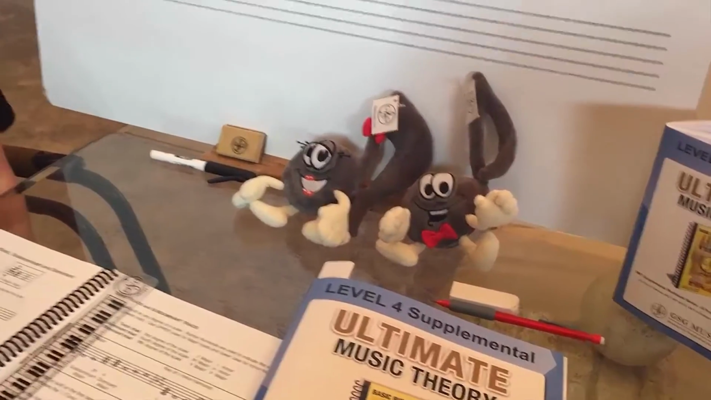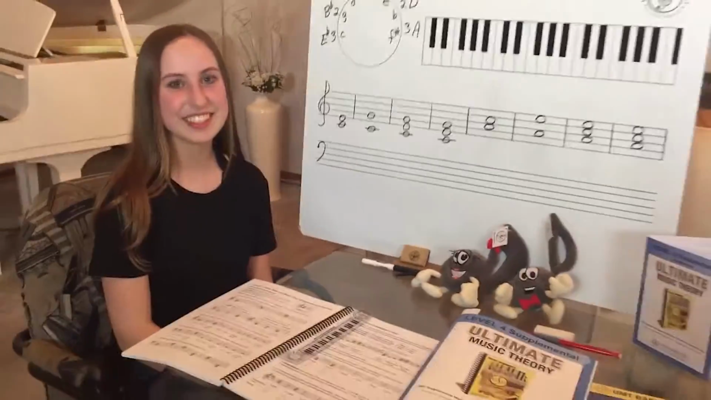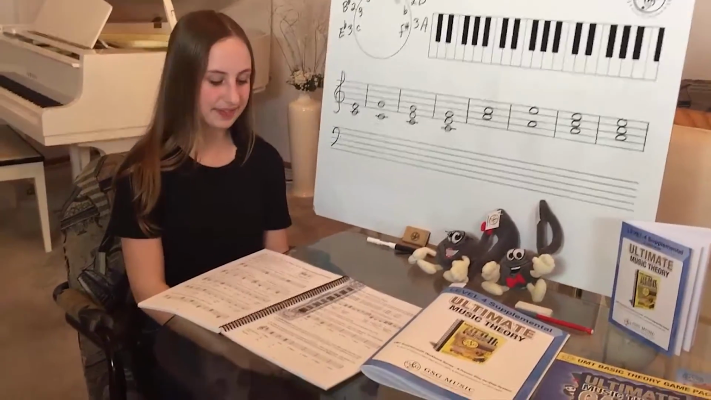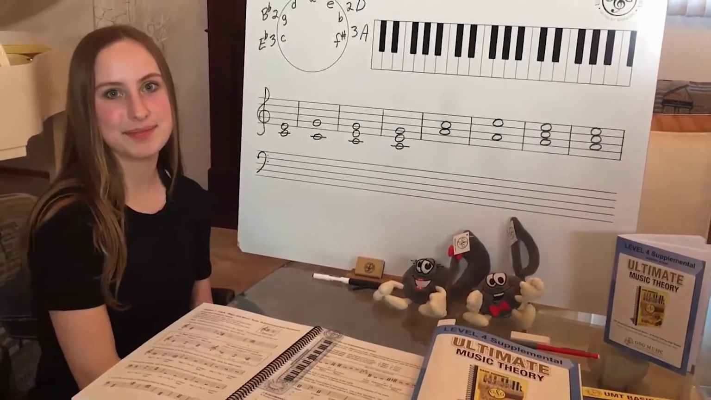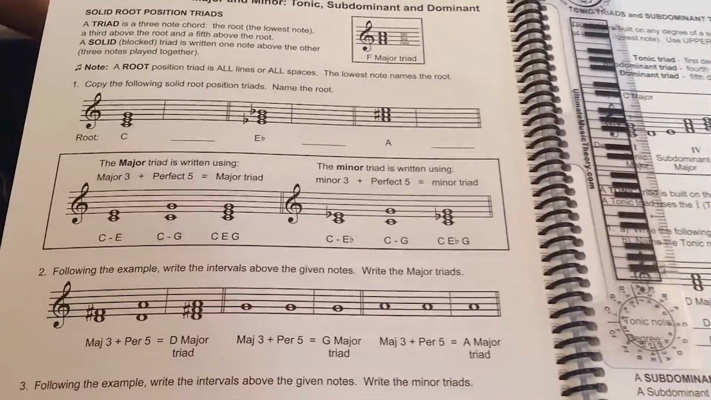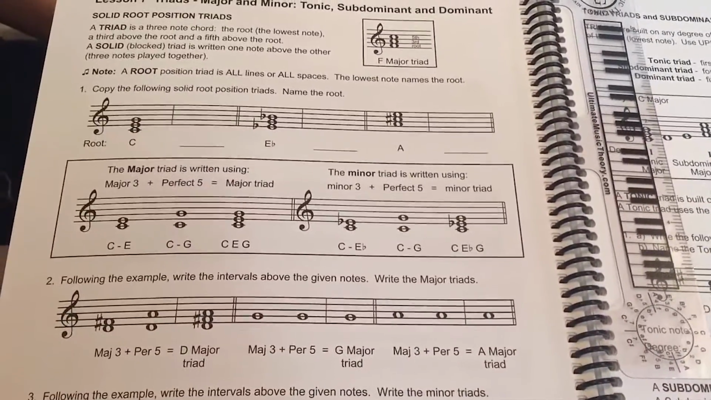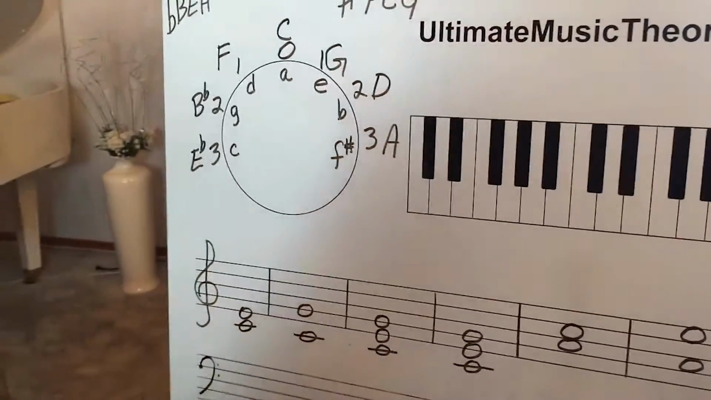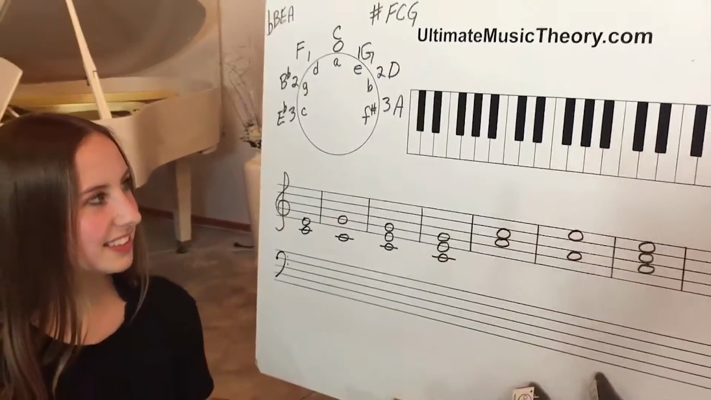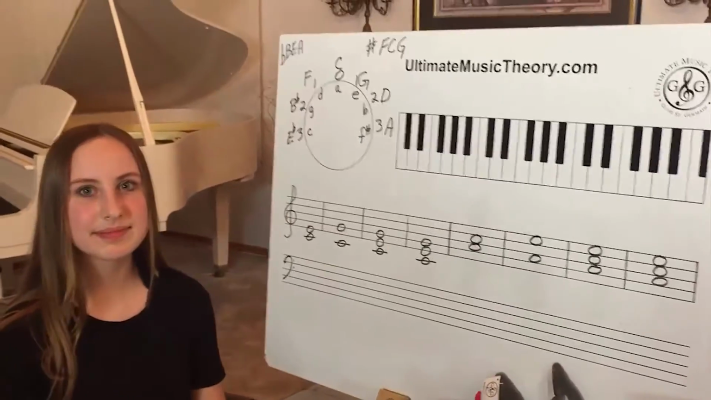Well, that's awesome. Well, let's start at the beginning, Cassidy. So first of all, what page do you want in your workbook today? We're on page 86. Okay. And so today we're learning about major triads and minor triads. So on the whiteboard, you've drawn your circle of fifths, and now we're going to talk about how to determine a major triad. So let's start.